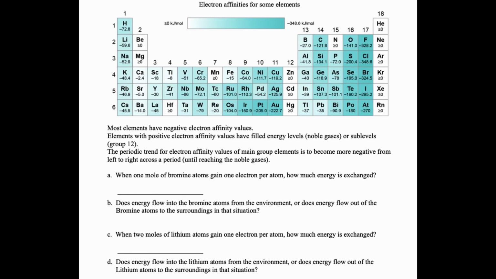When 1 mole of bromine atoms gain 1 electron per atom, how much energy is exchanged? So if we look at bromine here, we see that its electron affinity is negative 324.5 kilojoules per mole. So that's going to be the answer here. 324.5 kilojoules per mole times 1 mole is going to give us an energy exchange of 324.5.